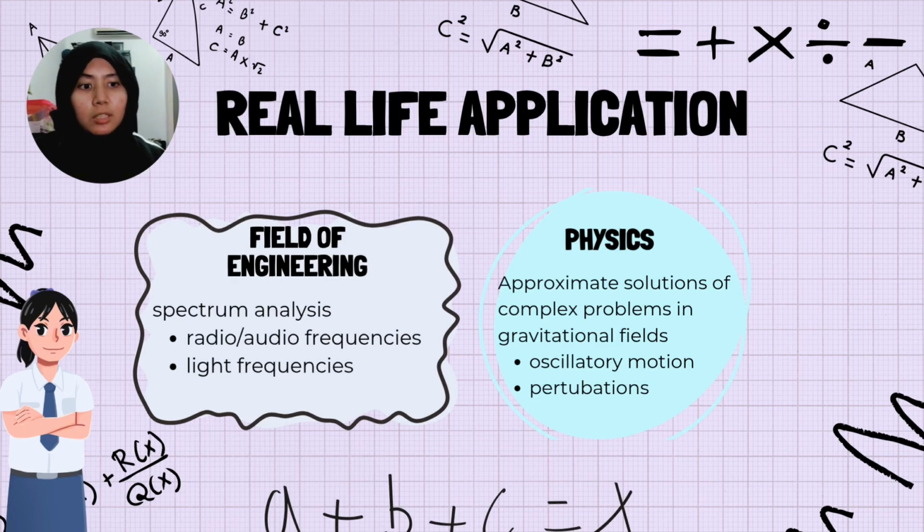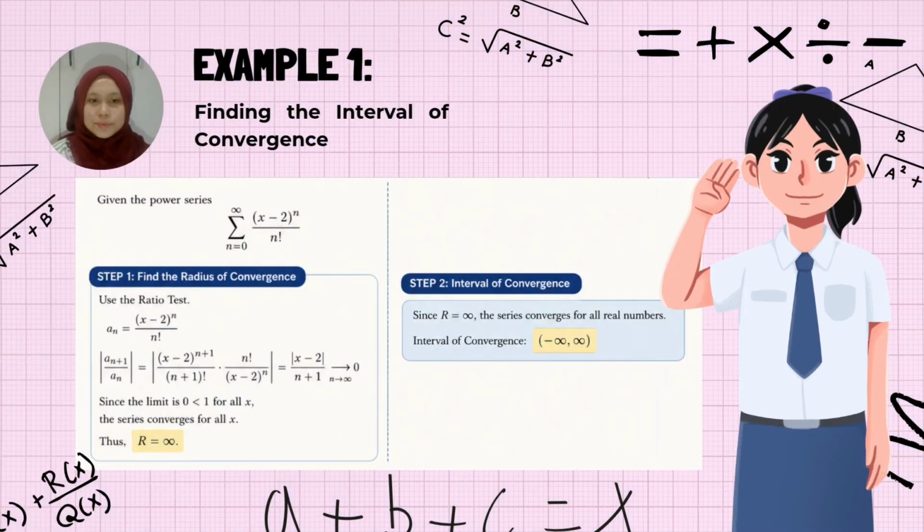So for the oscillatory motion, a displacement function is expanded into a power series for smaller oscillations. Meanwhile, in perturbation theory, when an exact solution to a problem is hard to deal with, we use a series approximation that can calculate corrections for the first.